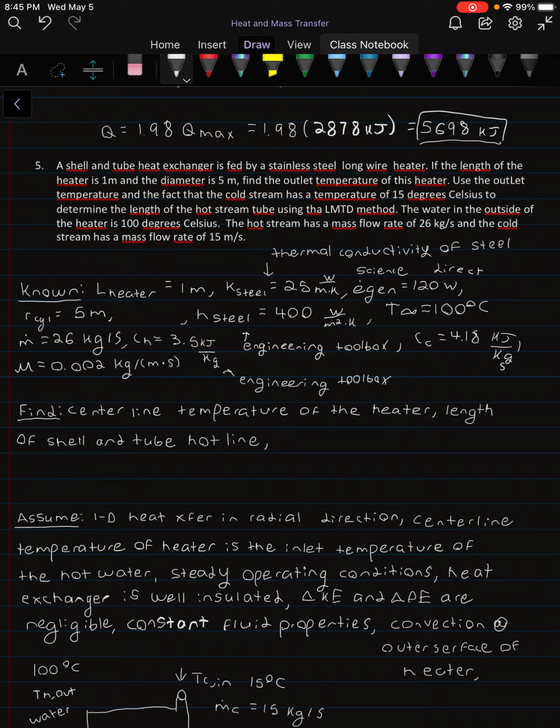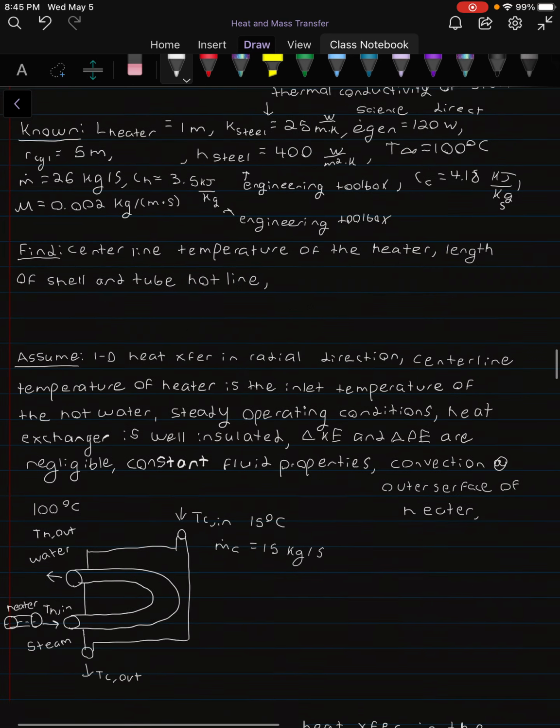Next, we have a shell and tube heat exchanger, which is fed by a stainless steel long wire heater. The length of the heater is 1 meter, with a whole bunch of other givens, and we want to use the LMTD method to determine the length of the shell and tube heat exchanger. We're given flow rates and what the hot stream and cold stream are.